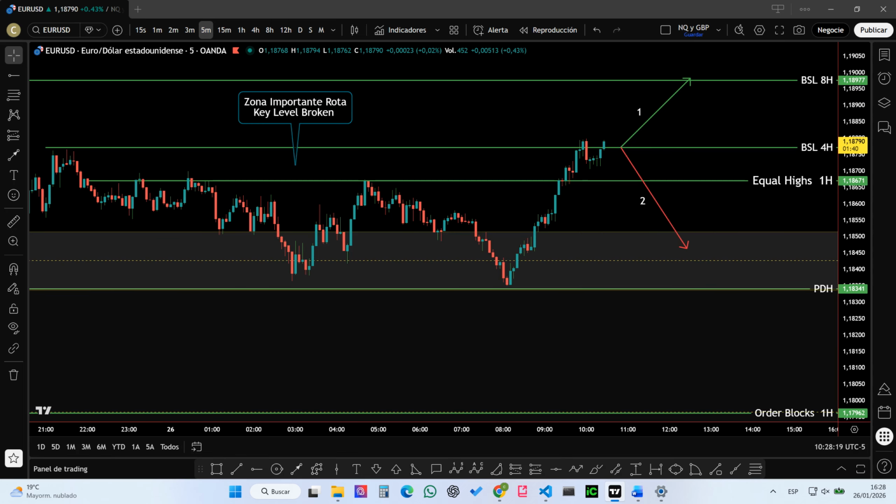To conclude this advanced tutorial, in this final scenario we propose two possible paths for the price movement. Path 1 looks for a direct extension toward the 8-hour highs, while Path 2 considers a possible technical pullback into the lower order block before continuing its ascent.